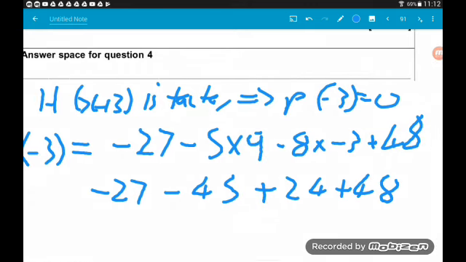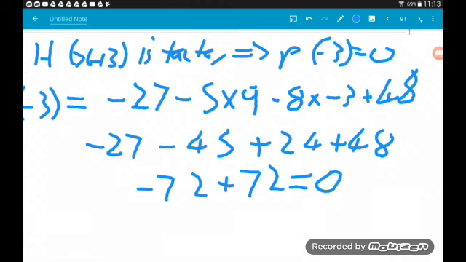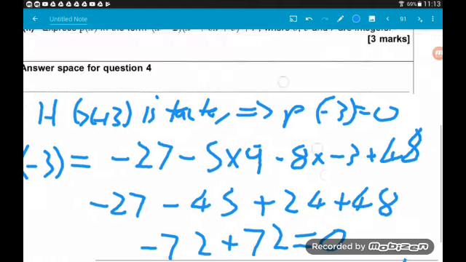So minus 27 minus 45 is minus 72. And then 24 add 48 is 72. So we got minus 72 add 72, which does indeed equal 0. Therefore, x plus 3 is a factor. Good times.